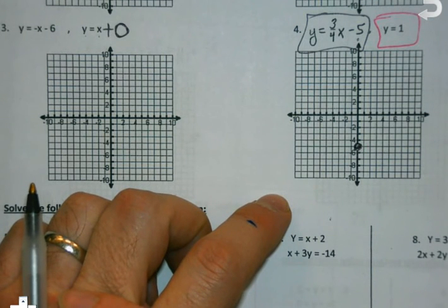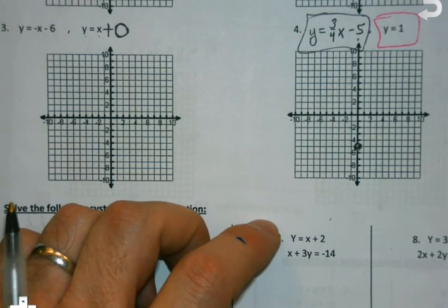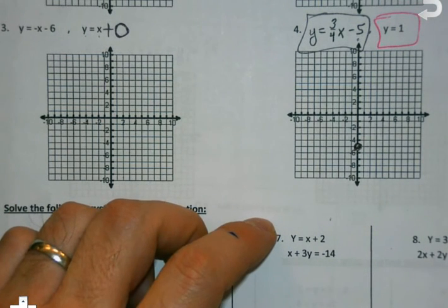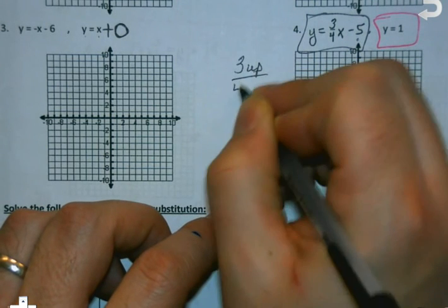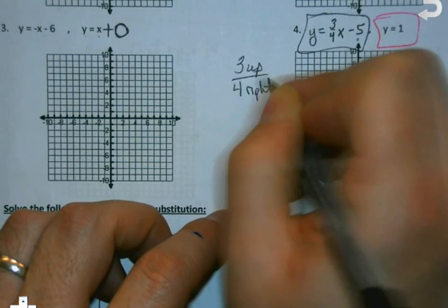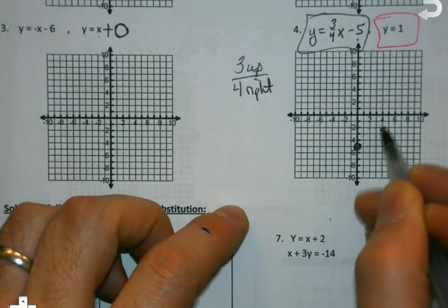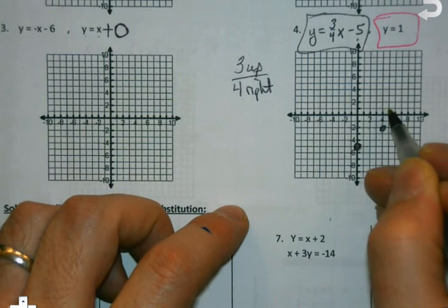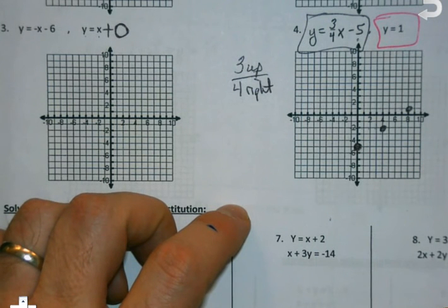Okay, what I'm doing, slope? Yeah. If it's positive, it's right. If it's negative, it's left. Correct. So we're going to go 3 up, 4 right. 3 up, 4 right. 1, 2, 3, 1, 2, 3, 4. Ran out of room. Now what?